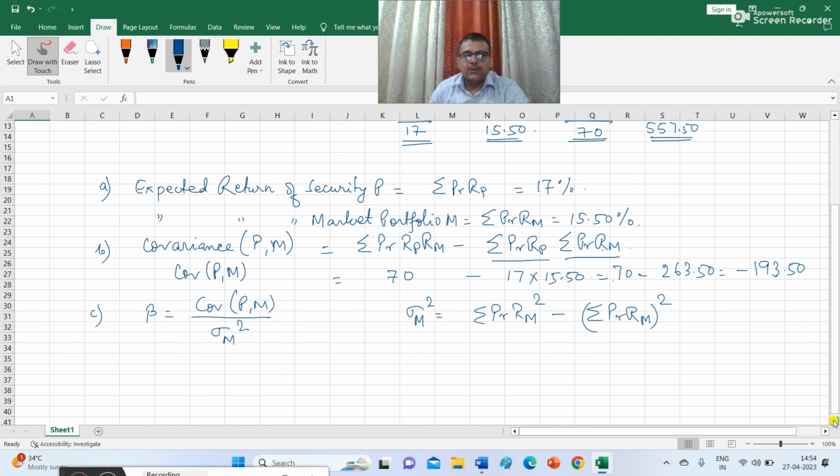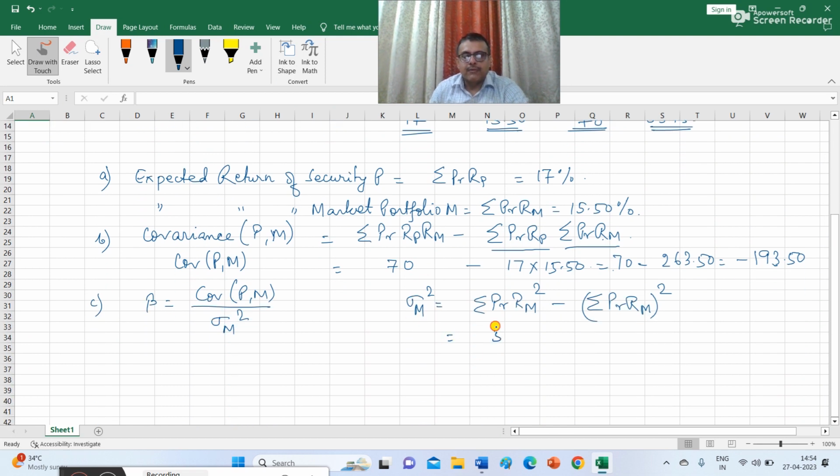So now you put these values here. So sigma M square is 557.50 minus 15.50 square. So 557.50 minus 240.25. So you will get a value of 317.25. Now beta will be equal to cov of PM, that is minus 193.50 divided by 317.25, is minus 0.6099. So this is another answer.